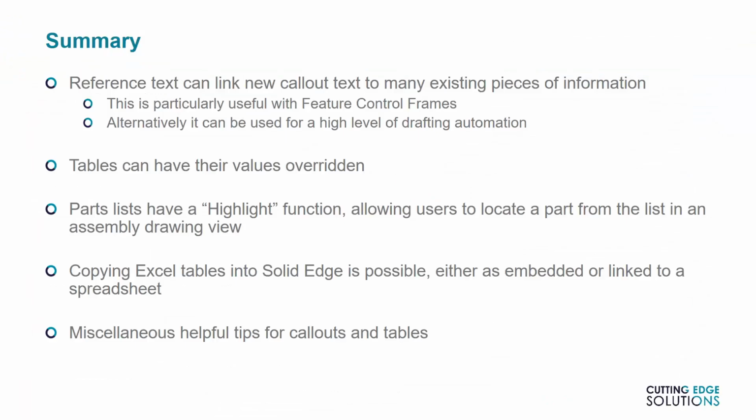So in summary, we've introduced the concept of reference text, which allows you to link callout text to existing information in your draft files from many sources. We've also discussed how to override table cell values, and how to highlight and preview assembly components by selecting them from a parts list. Finally, we saw how to use MS Excel data in Solid Edge drafts, and link to existing files, and also discussed several smaller tips for using both callouts and tables.